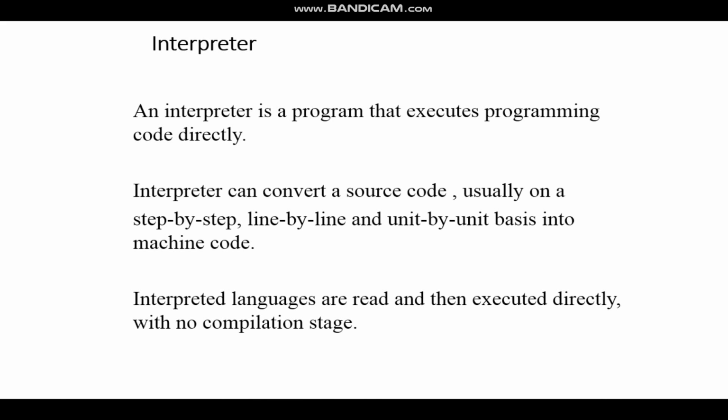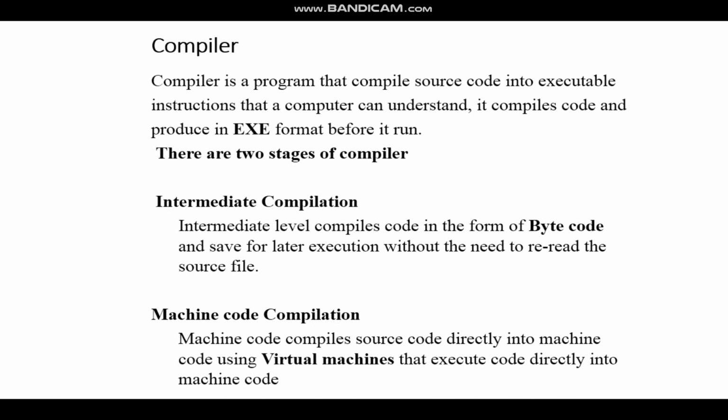So a compiler is a program that compiles source code into executable instructions that a computer can understand. It compiles code and produces it in exe format before running. In intermediate compilation, it is in bytecode form. It compiles code in the form of bytecode for later execution without needing to reread the source file. Machine code compilation is that if you are executing a program in machine language, these programs will be executed directly by the machine.